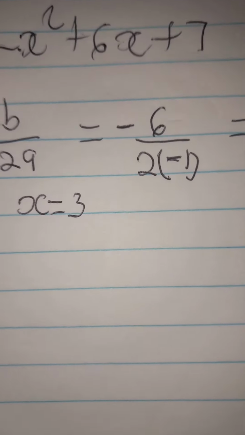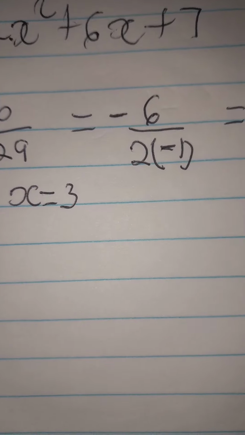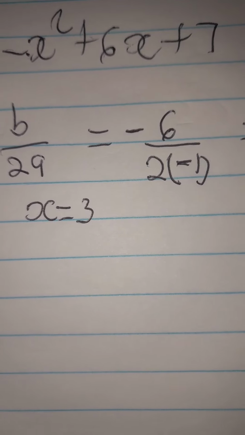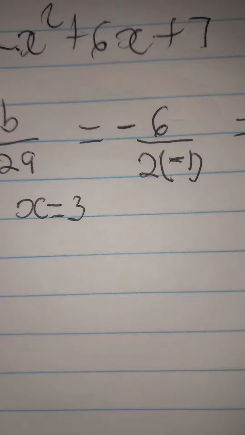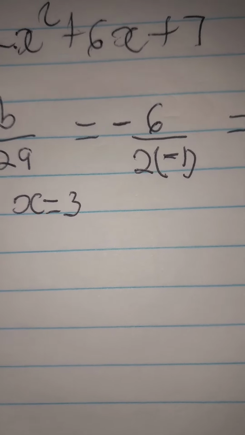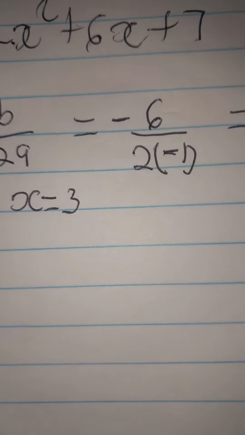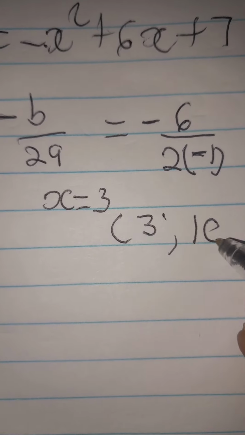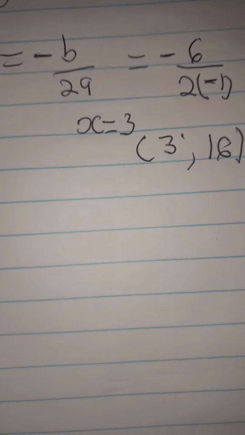Now substitute 3 for x in the original equation: negative 3 squared plus 6 times 3 plus 7. What will that be? That's 16. So our turning point will be (3; 16). You have to show that step so that you get 3 marks. Okay, we go to 5.2.